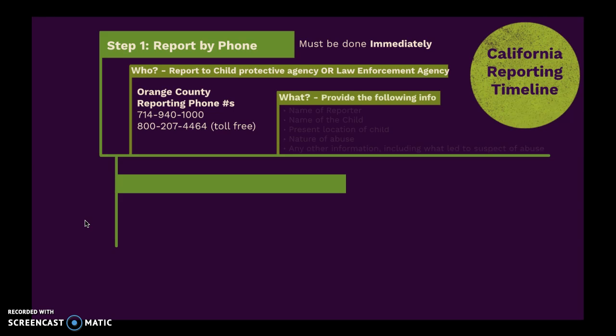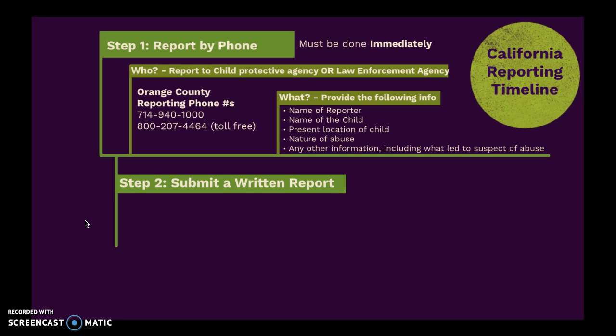What do you provide in your report? You'll provide the name of the reporter, yourself, name of the child, present location of the child, the nature of abuse, and any other information including what led to the suspicion of abuse.